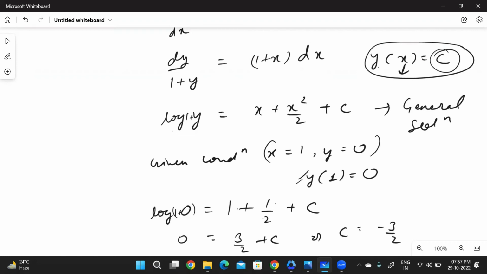Now what we'll do is substitute this value of c in our general solution to get the particular solution. So the particular solution will be log of 1 plus y equals x plus x square by 2 minus 3 by 2. This will be our particular solution.